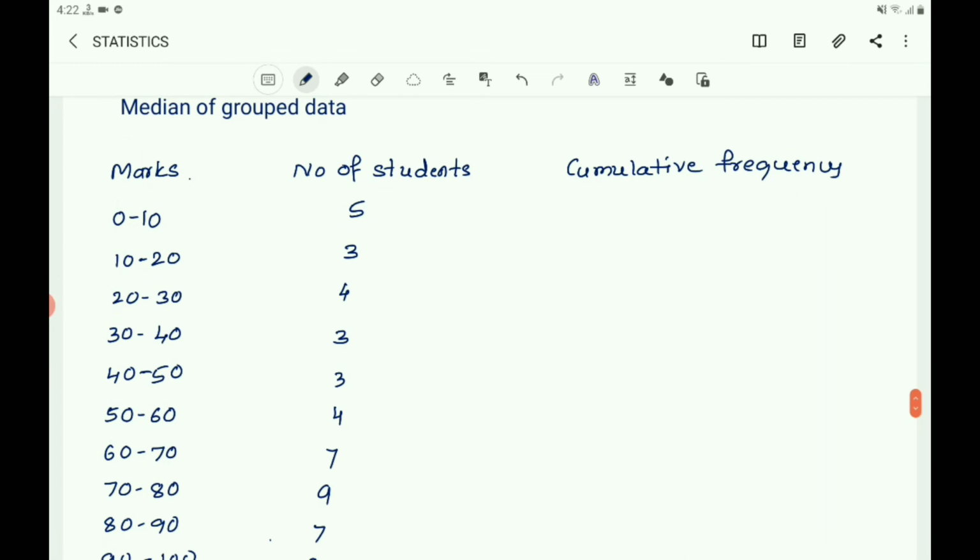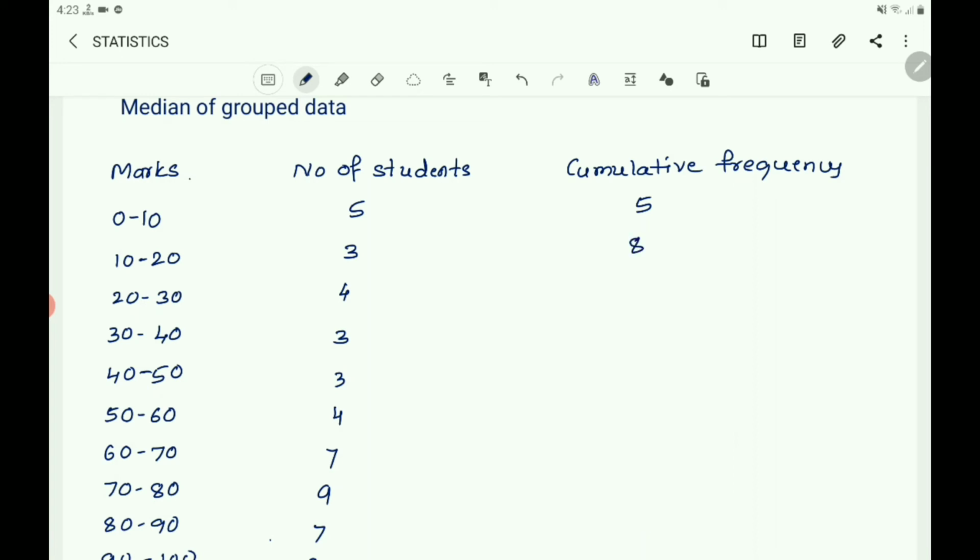Now let us obtain the cumulative frequency. Here 0 to 10 scored 5 students, and 0 to 20 scored 5 plus 3 students, 0 to 30 scored 5 plus 3 plus 4, and 0 to 40 scored 5 plus 3 plus 4 plus 3. They are the cumulative frequencies. Then you write here, first you take 5. Next cumulative frequency is 5 plus 3, 8.